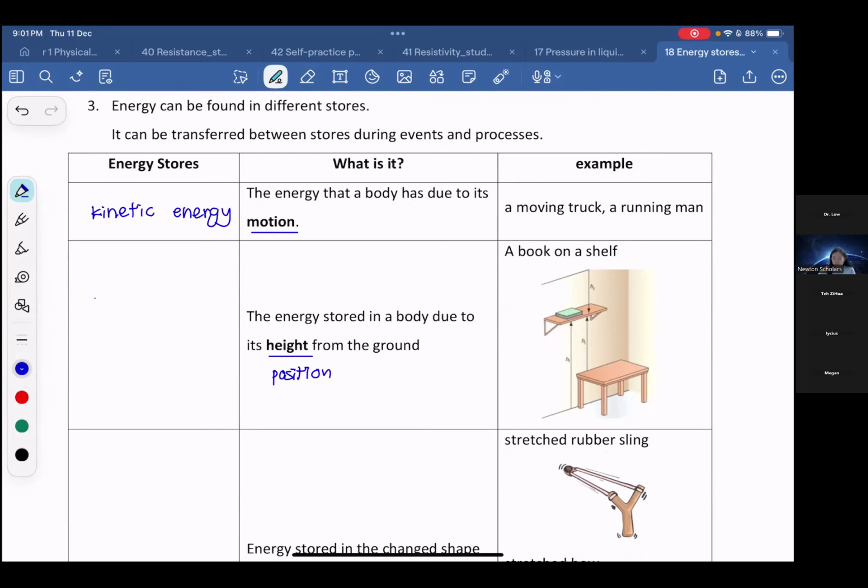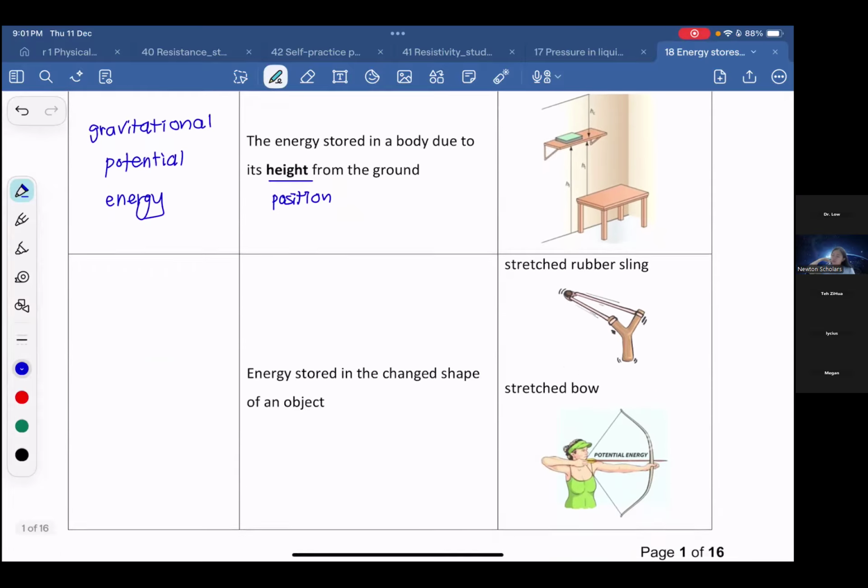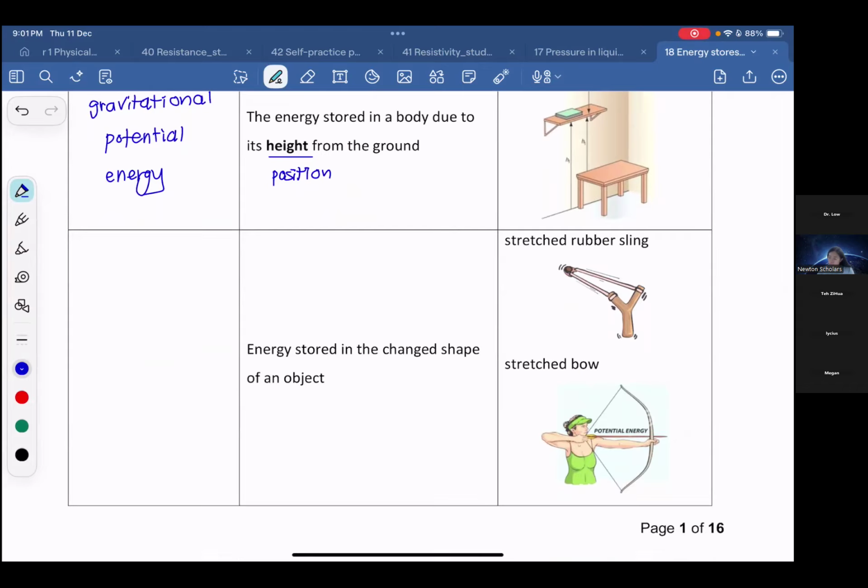This energy we call gravitational potential energy. Okay, it's gravitational potential energy. This is an energy due to your position, from the ground up to a certain height. Okay, so here, third case, energy stored in the changed shape of the object.